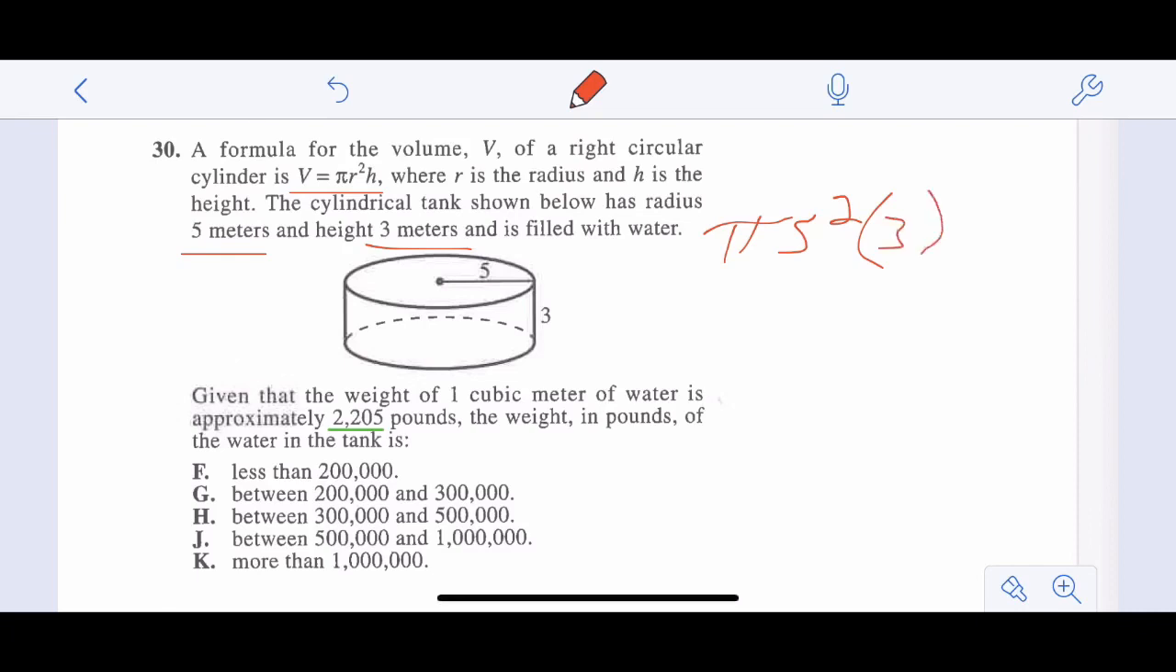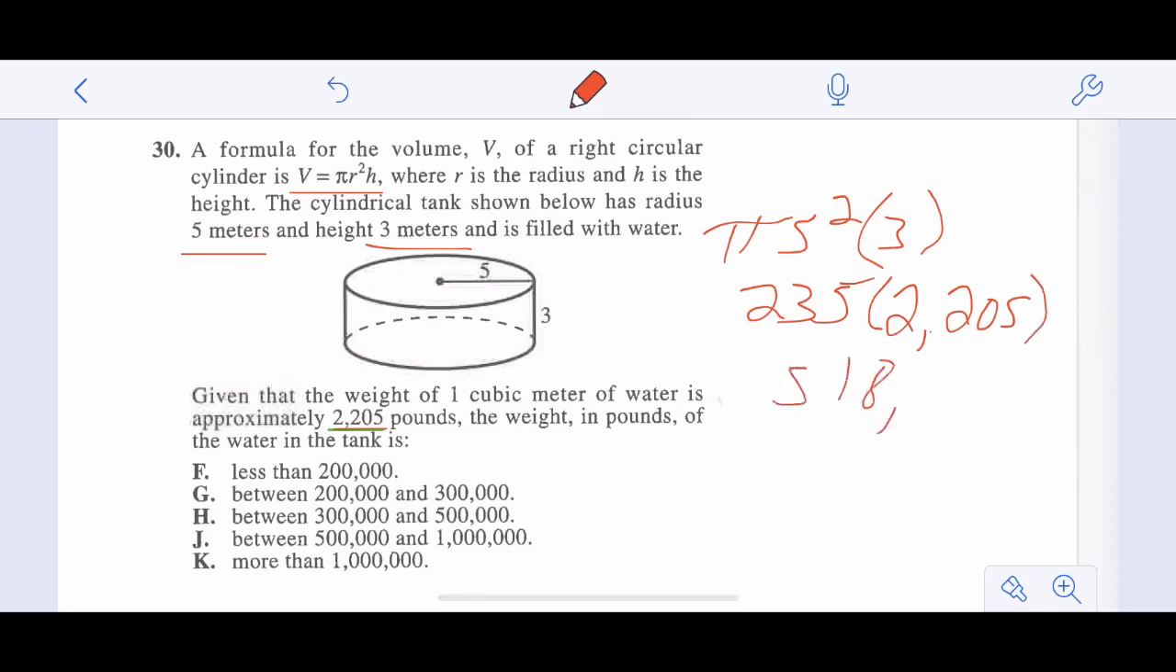So 25 times pi times 3 is 235. And then it says, given the weight of 1 cubic meter of water is 2,205 pounds, what is the weight of the water in the tank? So 235 times 2,205 is 518,175. So that means our answer is J.